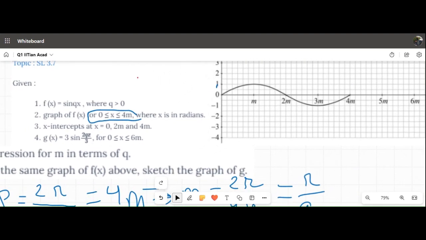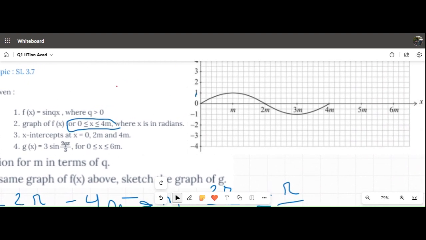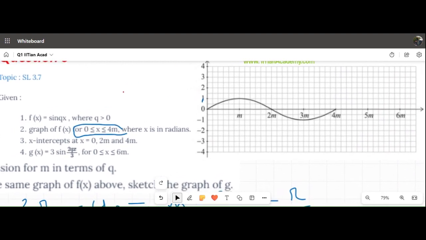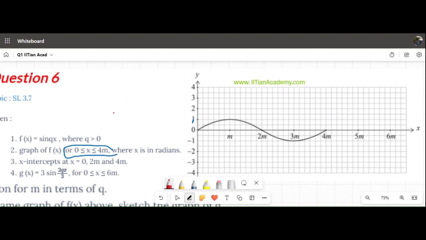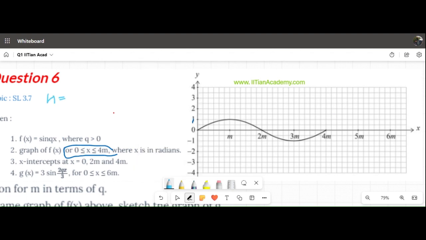Okay, so for our next question, on the same graph as f(x), we're asked to sketch g(x), where g(x) is equal to 3 sine of 2qx divided by 3. The way that I am doing this will be by finding our horizontal and vertical stretch factors, where our horizontal stretch factor is equal to the reciprocal of the value that precedes our x term here, which will then be 3 over 2. And our vertical stretch factor is equal to the value in front of our function, so it'll be 3.